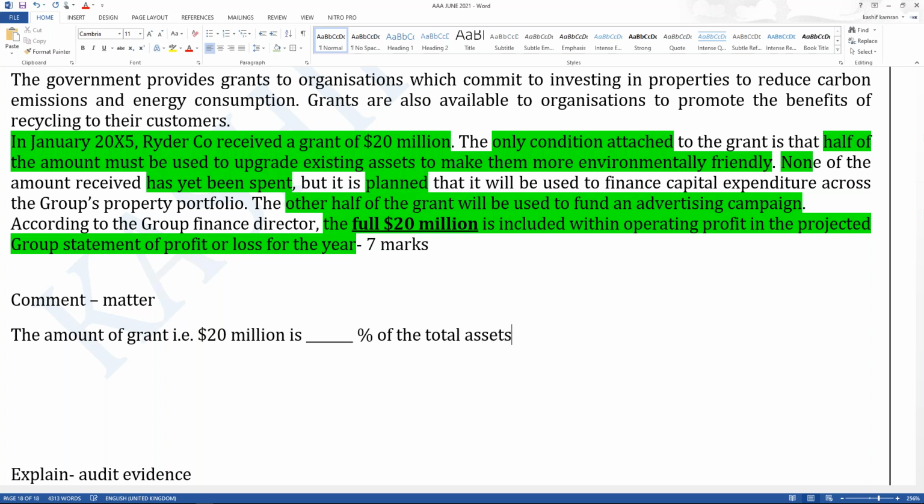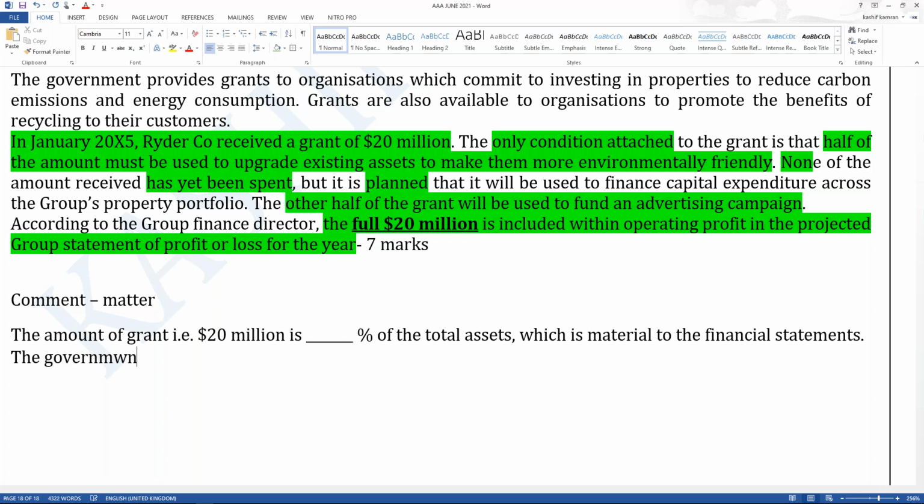Obviously, the total assets must be given in question number 1. I'm just ignoring it, but I'm just guiding you on a skeleton answer. The amount of grant, that is $20 million, is fill in the blank percentage of the total assets, which is material to the financial statements. Full stop. You get your first 1 mark.